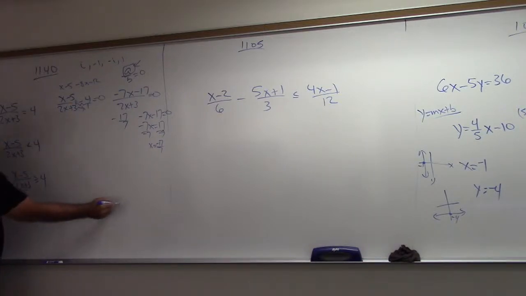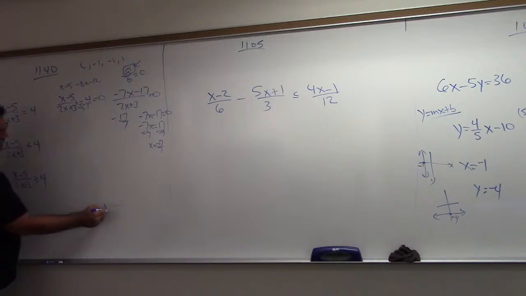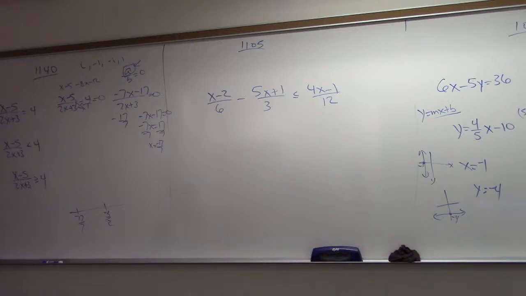Now, from here, we're going to do a sign graph. This is negative 3/2. This is negative 17/7. Yes? Same as 2 something, right? Yeah, 17/7 is 2 and a bit, 2.71. All right.